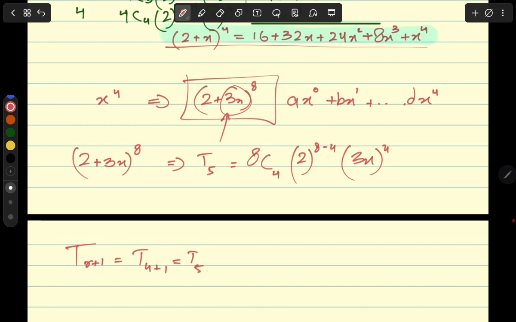Now, when we substitute directly into the general term, all that we need to do is simplify. Put 8 combination 4 in your calculator, you're going to get a constant. Put 2 power 4, which is going to be 16, multiply that with the answer for 8c4, and then 3x power 4 is actually going to be 81 times x power 4, and that's going to be your coefficient once you simplify it.